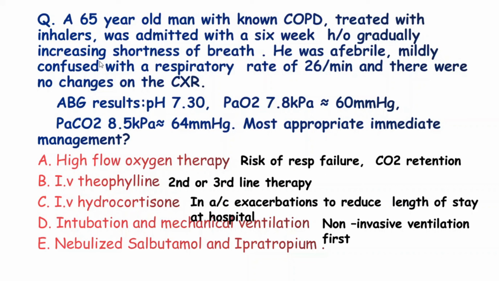So we are left with the fifth option, which is nebulized salbutamol and ipratropium, because short-acting bronchodilators, both beta-2 agonists and muscarinic antagonists, are given in combination in nebulized form for this patient. So option E is correct.